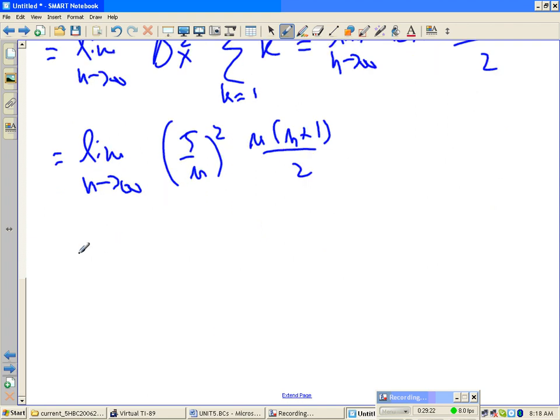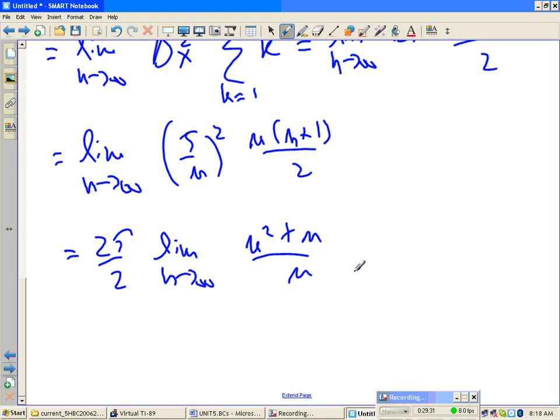Okay, I'm going to pull them out. 25 halves, the limit, as n goes to infinity, of n squared plus n over n. Do you know how to do this limit? Simplify. Oh wait, I did a boo-boo. This is an n squared, sorry. Whoops. Remember, we got how to do these limits.